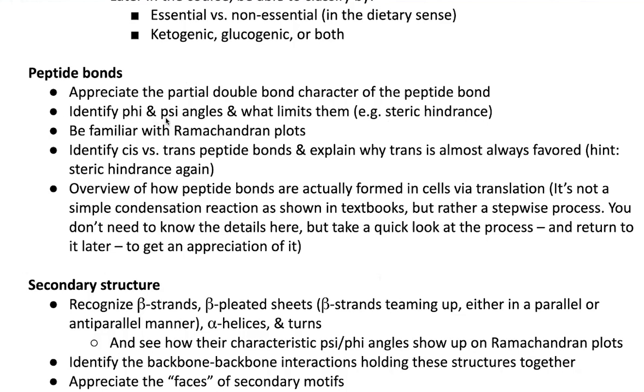And so we'll see when we talk about the secondary structure that you can actually see various angles will be favored in helices and sheets. And you can see those kind of cluster on that Ramachandran plot.